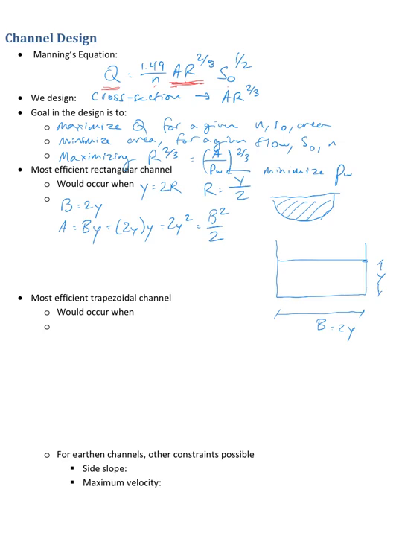Okay? And then the wetted perimeter is the base, b, plus 2y, but b is equal to 2y, so we get 2y plus 2y, which is equal to 4y. And thus our hydraulic radius, which is area over wetted perimeter, is equal to 2y squared over 4y.